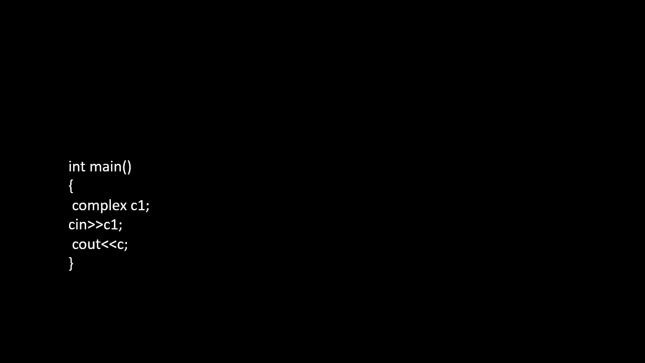In int main, we have created an object of the complex class, C1. Through cin, we take input of the real part and imaginary part, and through cout, we display the real and imaginary part. Suppose we have taken two numbers as input, 3 and 8. So 3 would be the real part and 8 would be the imaginary part. So cout will display 3 plus i8 as an output on the console screen.